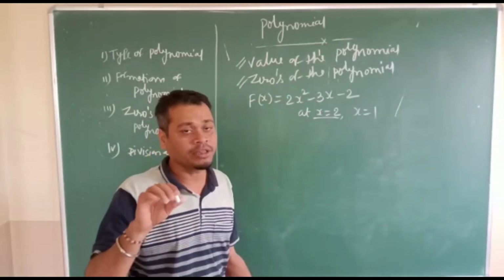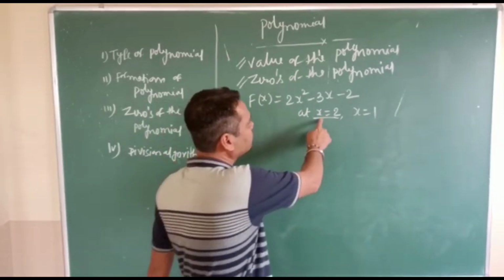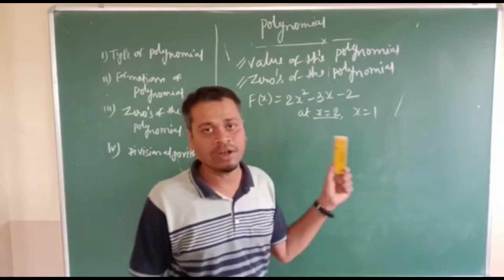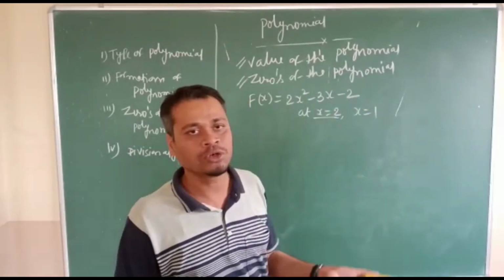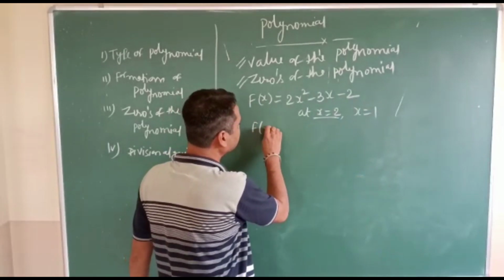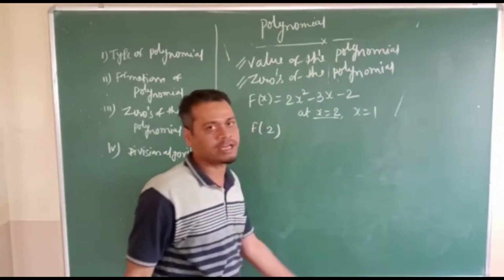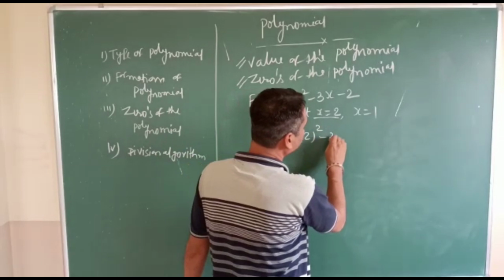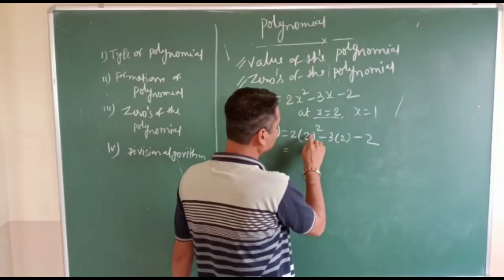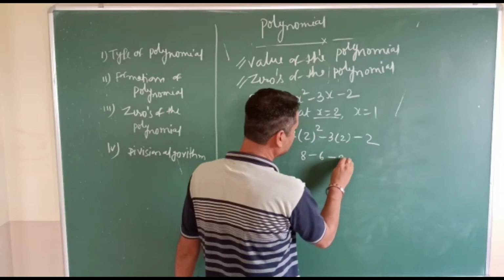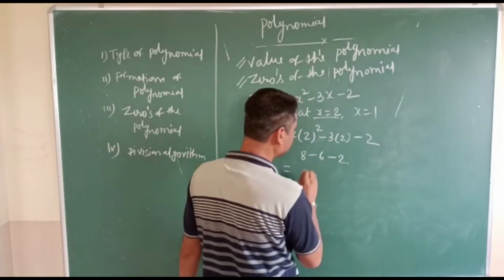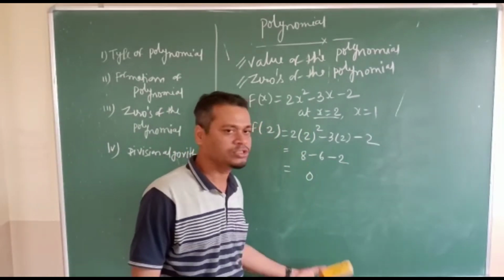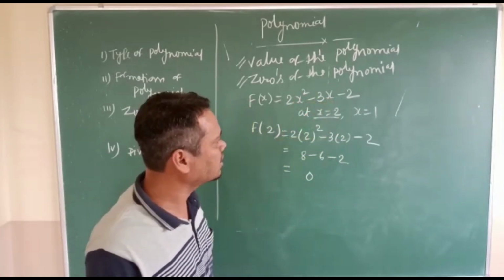It simply means give me the value of the polynomial when you replace x with 2. So when we are replacing x with 2, that means in the entire equation, wherever we have x, that must be replaced with 2. That means f of 2. I am saying f of 2 because I need to replace x with 2, so it will be equal to 2 into 2 square minus 3 into 2 minus 2. So 2 fours are 8, minus 6, minus 2, giving me 0. So the answer I am getting when I replace x with 2 is 0.